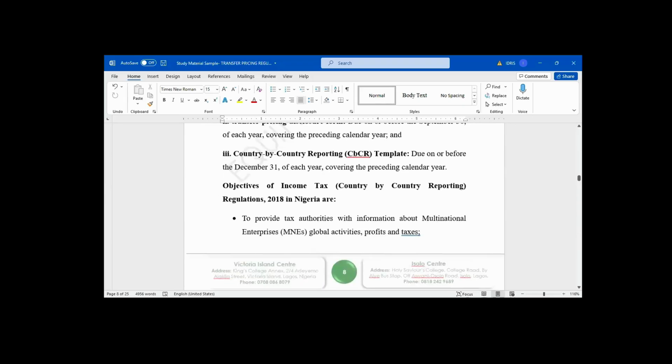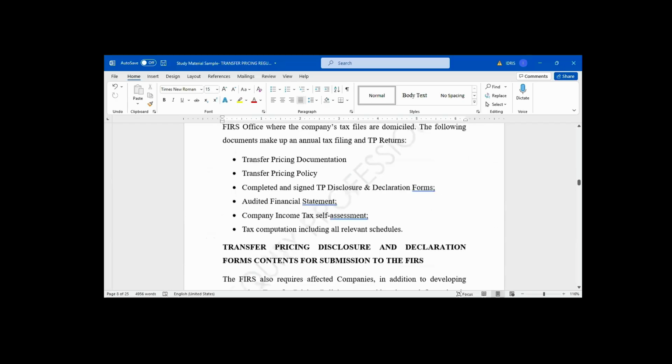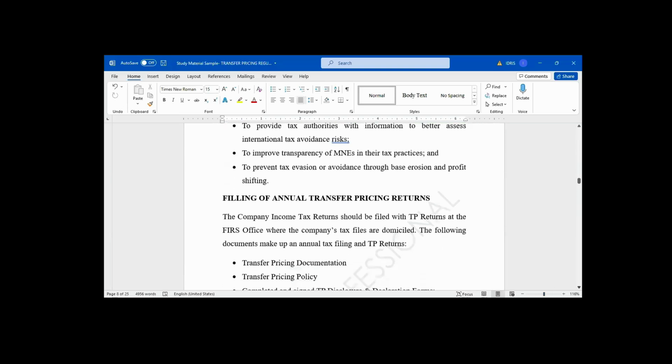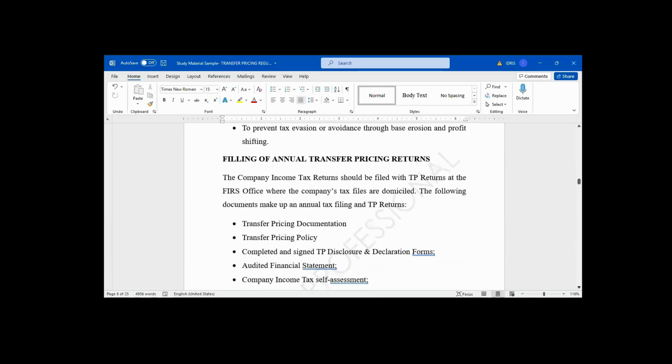Now, if you want to file transfer pricing return, what are the documents that you need to attach while filing it? Like we all know, transfer pricing return, most especially the transfer pricing disclosure form, is filed along with company income tax. So if you want to file the transfer pricing return, we have to attach the following documents.